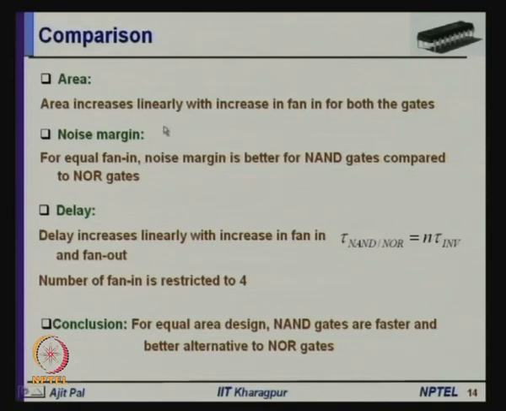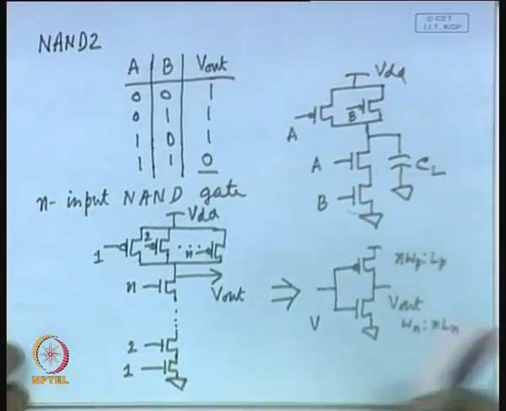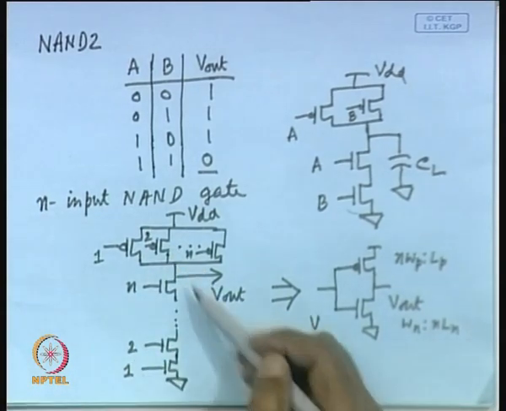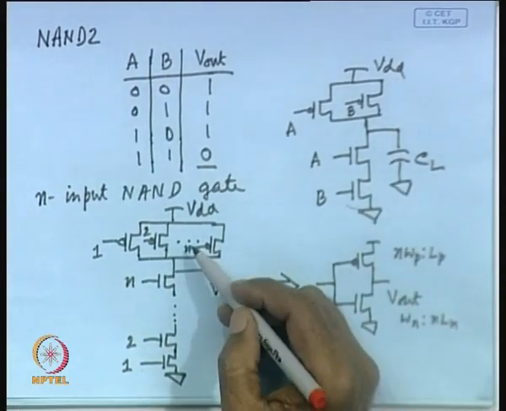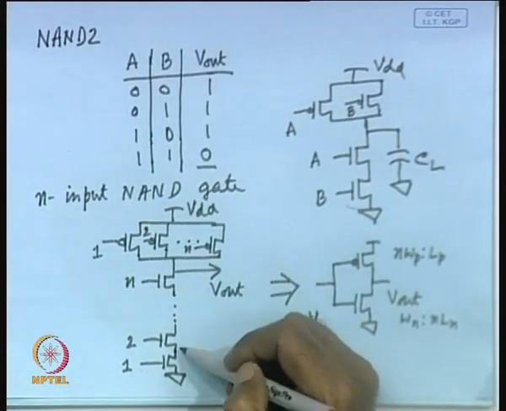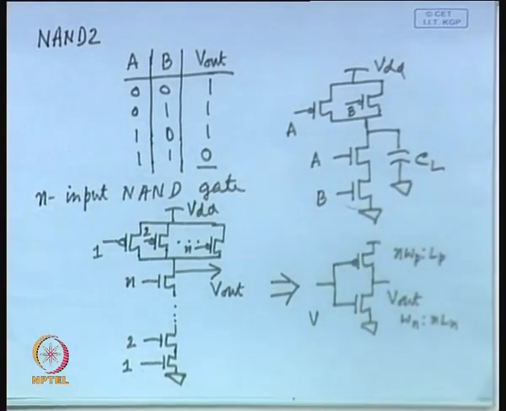So, here is the comparison of different parameters. We find that the area increases linearly with increase in fan in for both the gates, that you have already seen, because we are increasing the number of transistors. As the fan in is increased, the number of transistors is increased. For 2 inputs, it becomes double that of an inverter, and for n inputs there are n PMOS and n NMOS transistors. So, area increases linearly as the value of n increases.